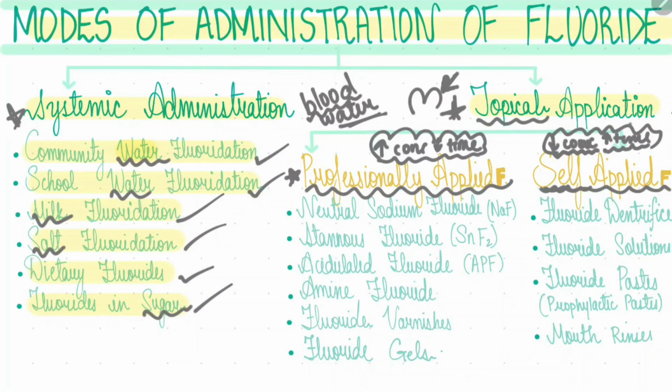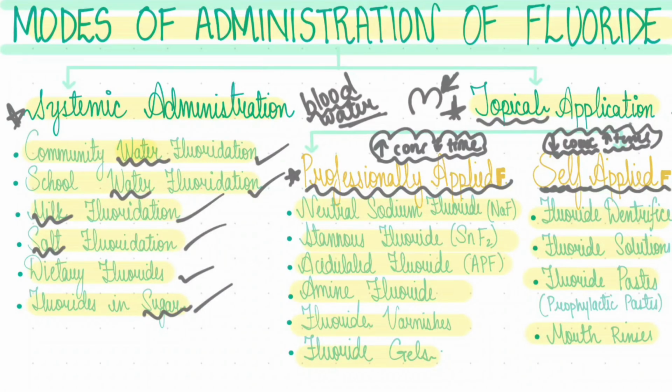Okay. So in professionally applied, we have neutral sodium fluoride, stannous fluoride, acidulated fluoride, amine fluoride, fluoride varnishes, and fluoride gels. Whereas in self-applied, we have fluoride dentifrices, one of the most known examples is Colgate Total. Then we have fluoride solutions, we have fluoride prophylactic pastes, and we have fluoride mouth rinses.